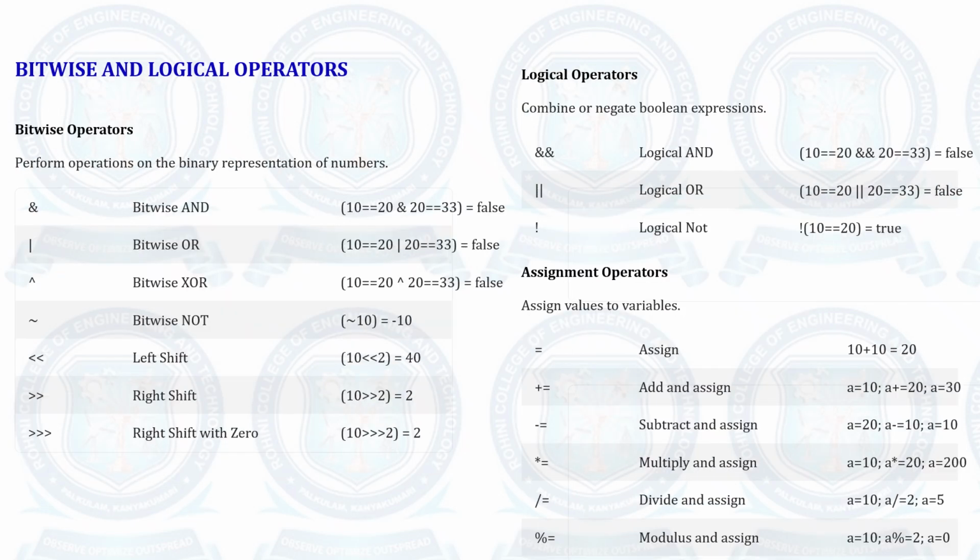Bitwise and logical operators perform operations on the binary representation of values. Bitwise and, bitwise or, bitwise XOR, bitwise not, left shift and right shift with zero fill. Logical operators combine or negate Boolean expressions: logical and, logical or, and logical not.